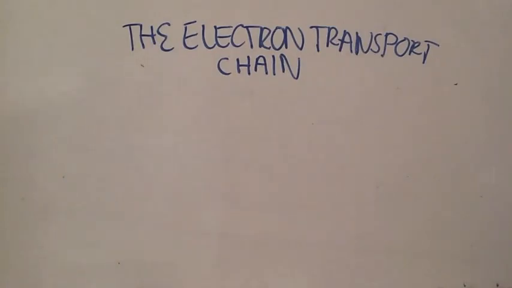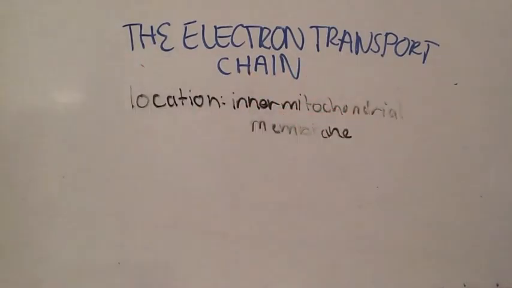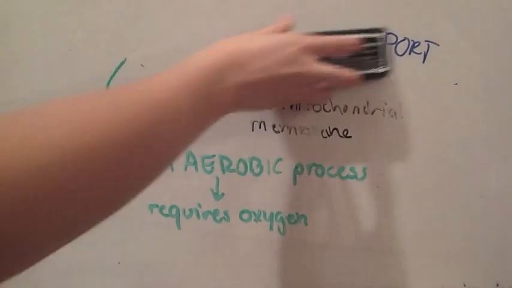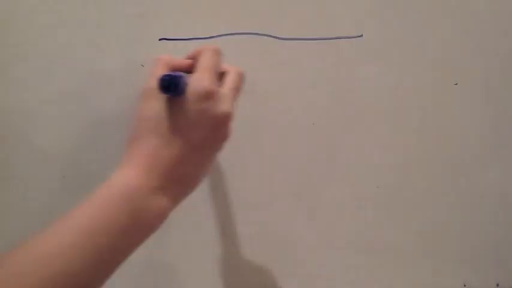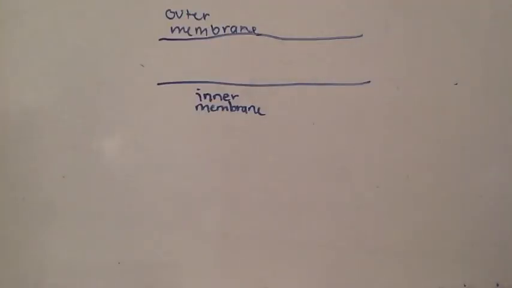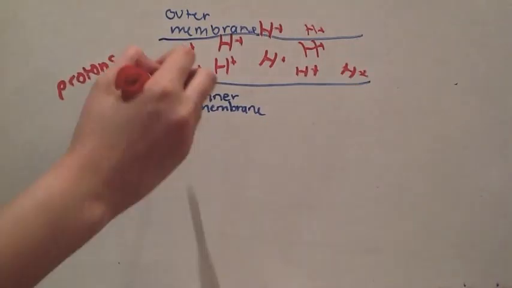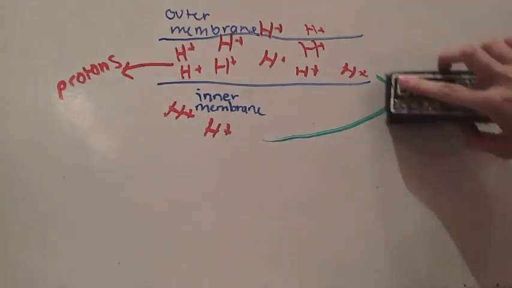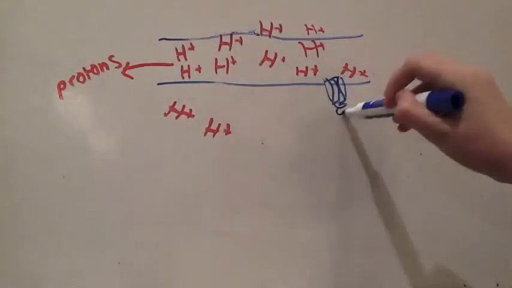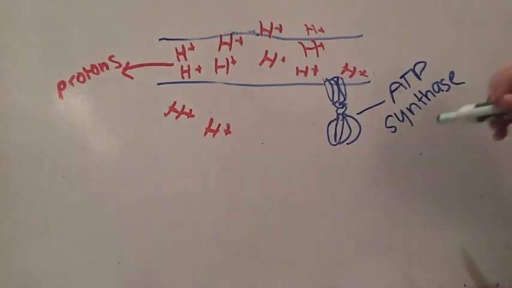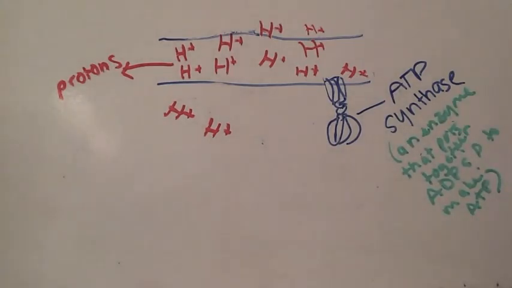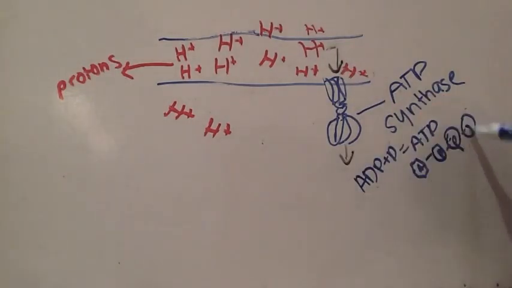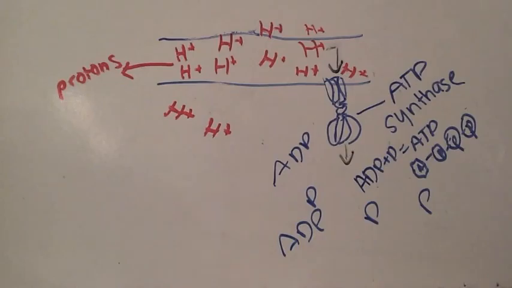Let's look at the electron transport chain. It occurs in the inner mitochondrial membrane. It is an aerobic process, meaning that it does require oxygen. There is a clear concentration gradient. ATP synthase is an enzyme, or biological catalyst, that puts together ADPs and Ps to make ATP. H+ ions diffuse through ATP synthase to create this ATP.